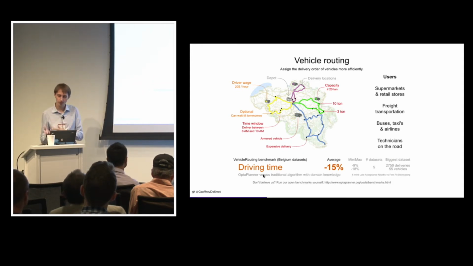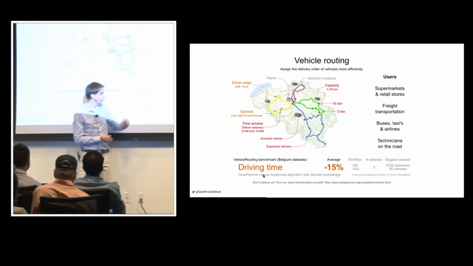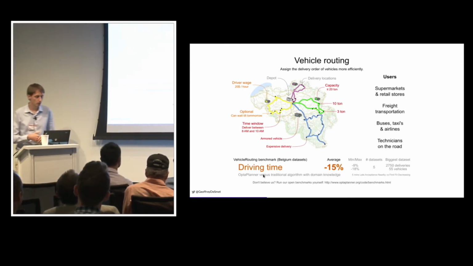So that means for some data sets we only had 9% less driving time. For others, we had 18% less driving time. On average, over those data sets, we come up to 15%. And this is something that I see often.